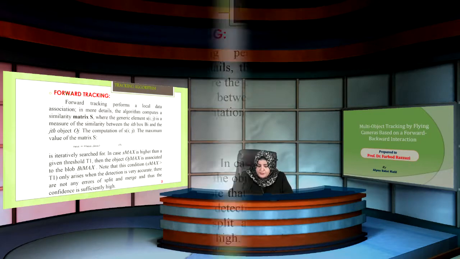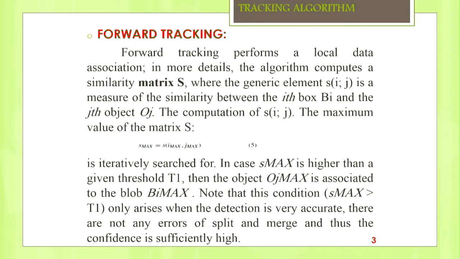It is iteratively searched. In case S_max is higher than a given threshold T1, then the object O_jmax is associated to the box B_imax. Note that the condition S_max less than T1 only arises when the detection is very accurate, there are not any errors of split and merge, and thus the confidence is sufficiently high.